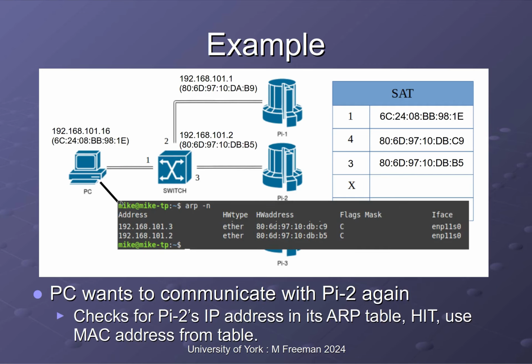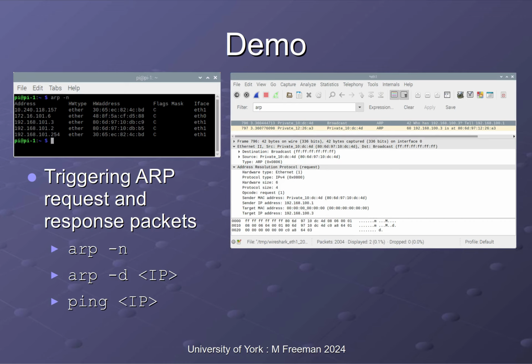So now the PC can add that relationship, that mapping from IP address to MAC address, to its ARP table, and now it can use that to transmit that Ethernet frame out onto the network. So now it can complete that Ethernet frame with the destination MAC address for Pi2, put that packet onto the network, and send that datagram on to Pi2. We can see that in action, and I think we do this one in the lab as well.